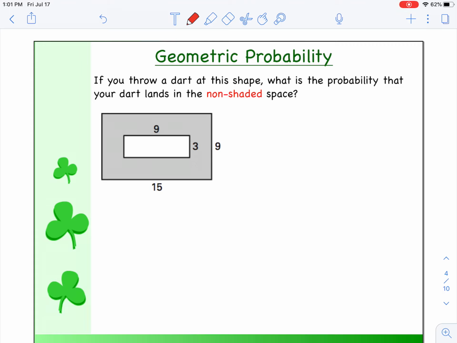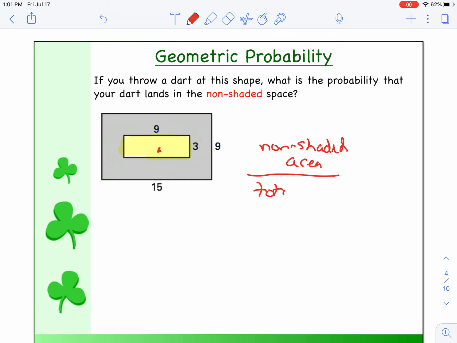So, for example, this is a pretty simple one. It says, if you throw a dart at this shape, what is the probability that your dart lands in the non-shaded space? So we have to find the area of this non-shaded space. So that's where we want it to land. We want our dart to land there. That's like at a carnival game, that's where you win the prize or the best prize.